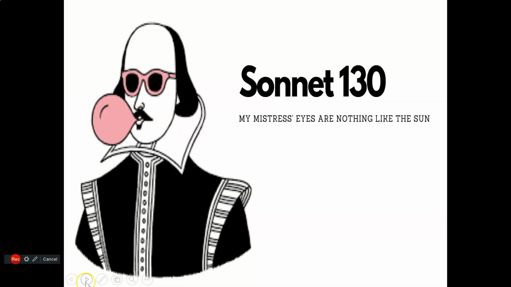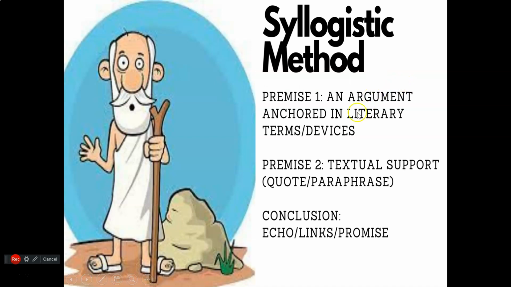So for my literature friends, let's take a look at Sonnet 130, My Mistress' Eyes Are Nothing Like the Sun. The only thing that changes in literary analysis is that it's an argument, but you have to use your terms and devices, right? Because it's literary analysis. So we want to hear some literary terms and devices. Second premise changes because we have a text. So it's still textual support, but instead of our heads, we're going to quote and paraphrase from the actual sonnet. So we want to teeter-totter balance that out. Don't do one more at the expense of the other.